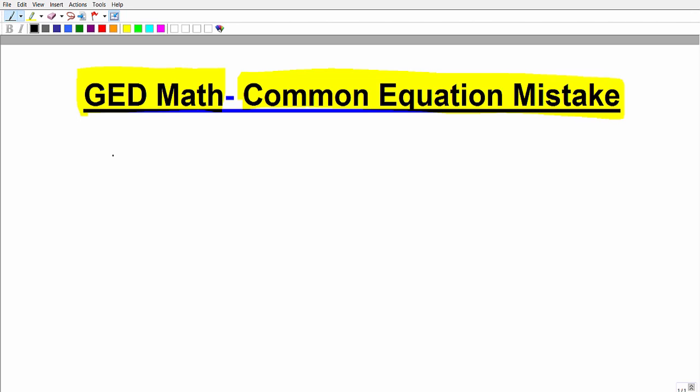So let me just say this much. If you don't understand what I'm doing, even the basics, then obviously you want to go back and start studying equations. You're certainly going to need to know how to do equations on the GED. But let's take a look at a couple of examples, and then I'll get into this particular mistake.